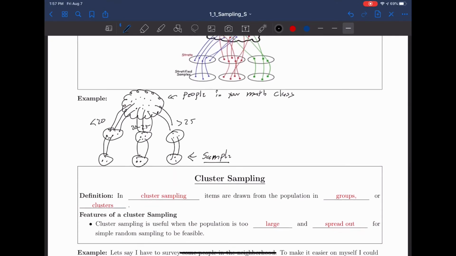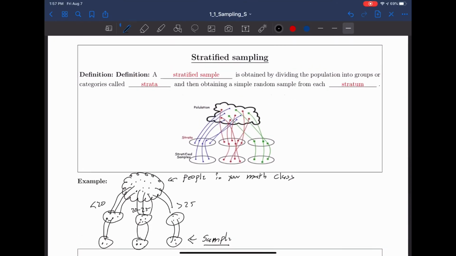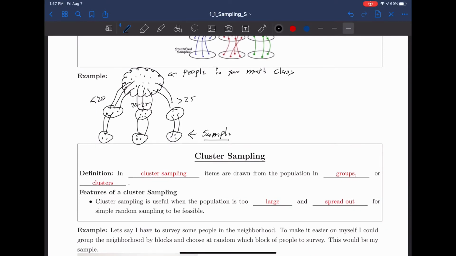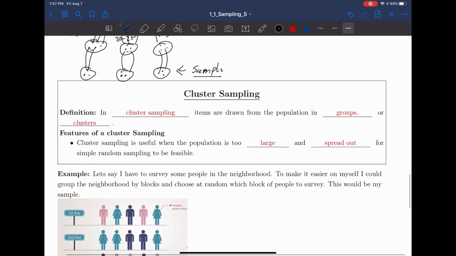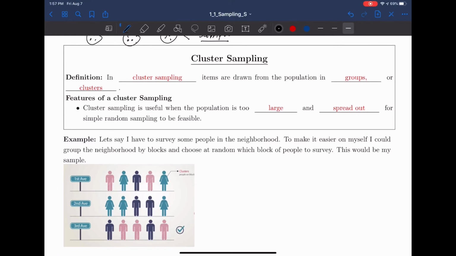Okay, so the next one will be cluster sampling. And cluster sampling is actually very similar to stratified sampling. And a lot of people actually confuse these two. It's a very common mistake, but they are 2 very different samplings. So in cluster sampling, the idea here is that from the population, we do put them into groups or clusters, but we do a simple random sample and choose which clusters we want to do our statistical analysis. So which one of them is our sample.